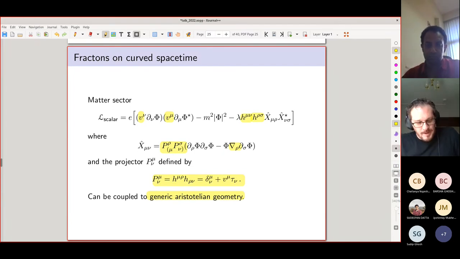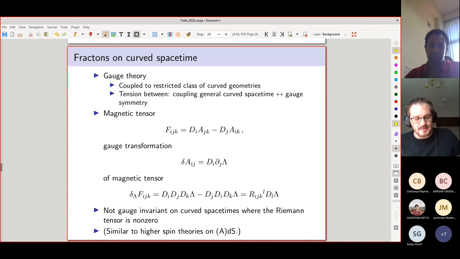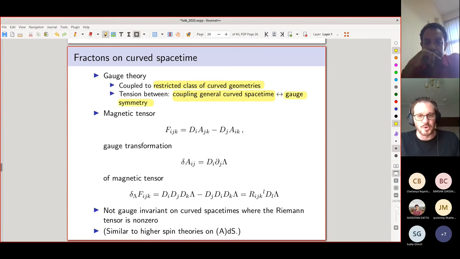and works quite smoothly. But a possibly more interesting aspect is that for the gauge theory, this is not as easy, and actually it's just possible to couple them to a restricted class of curved geometries. And this is due to a tension between the coupling to general curved Aristotelian spacetimes and the gauge symmetry. Let me just show you where some of the problem lies. The problem lies to some extent in the magnetic part of the theory, if you like. And the magnetic tensor in any dimension is given by the following object, where D again is some kind of covariant derivative.